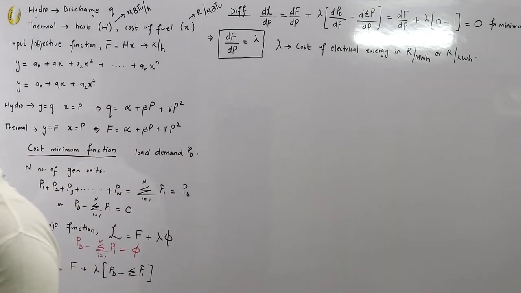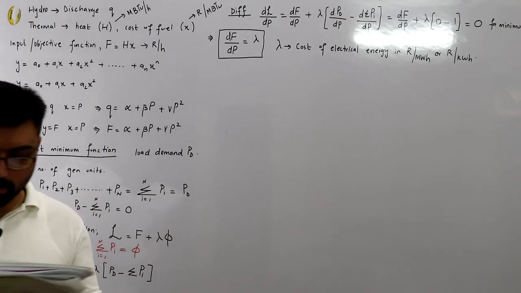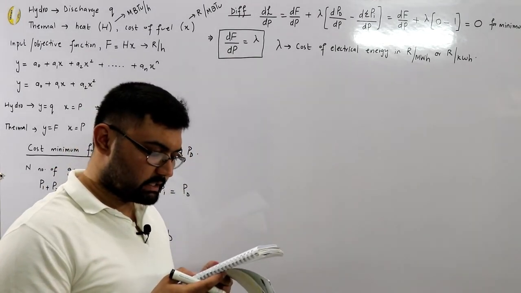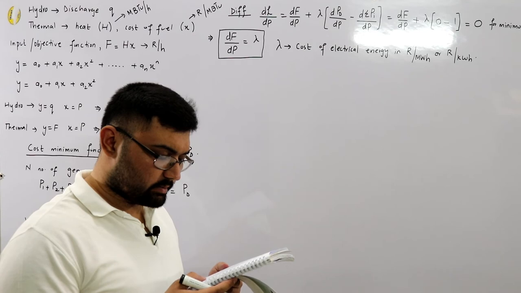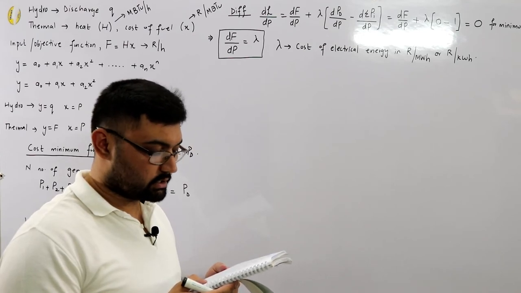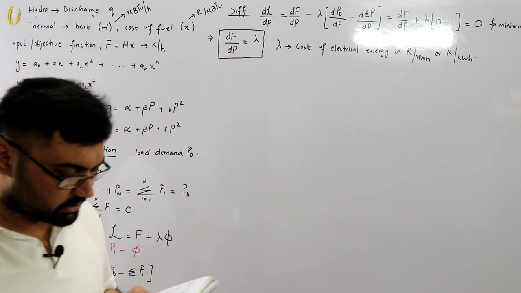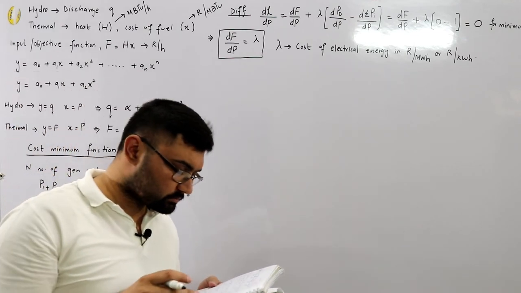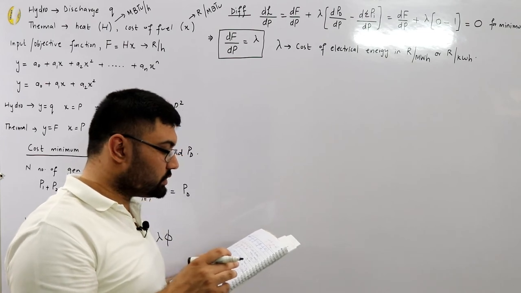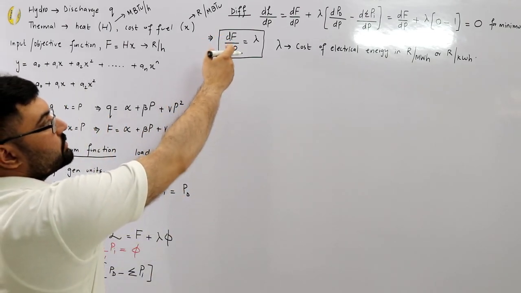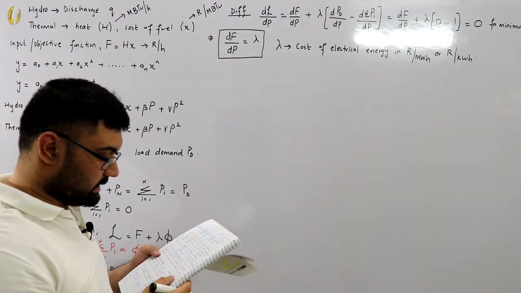So do I have any other thing to tell you over here? You have the strategy of average power minimization, slope minimum strategy for thermal. This particular function will help you minimize the cost of dispatch. This function is in megabtus per megawatt, right? Yes.